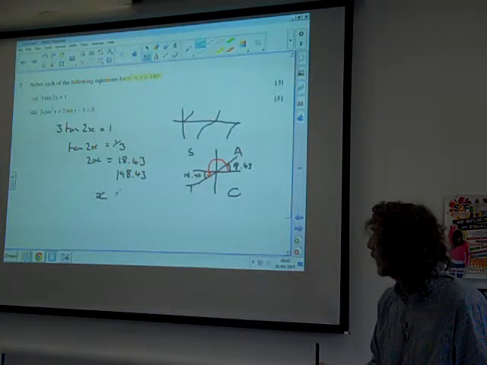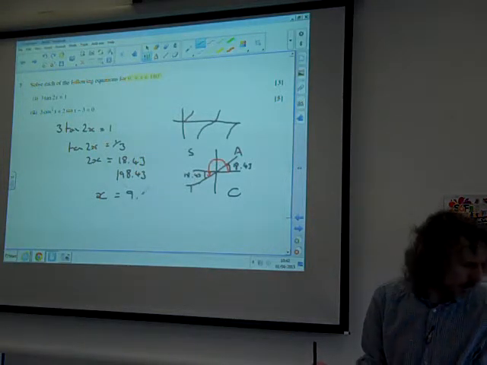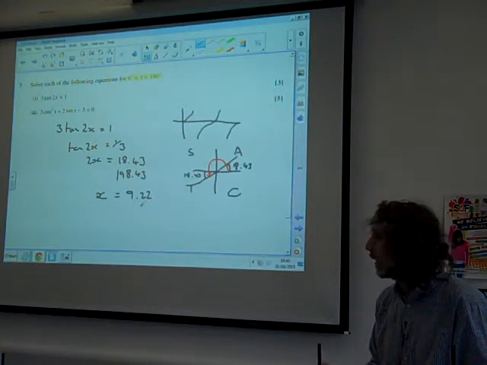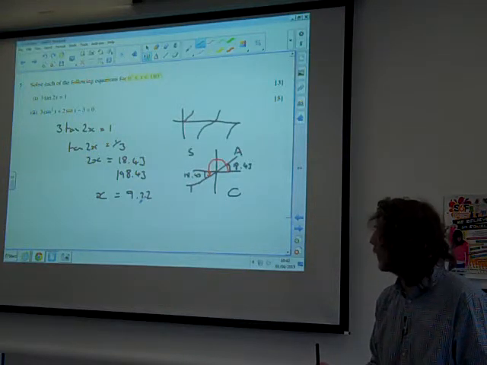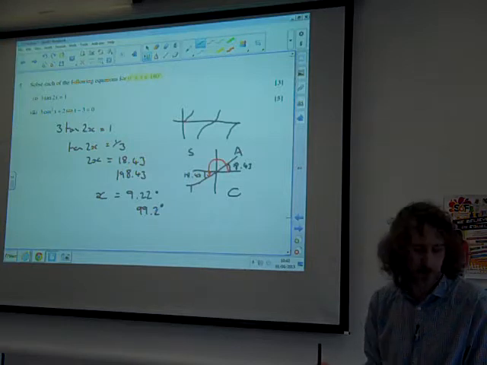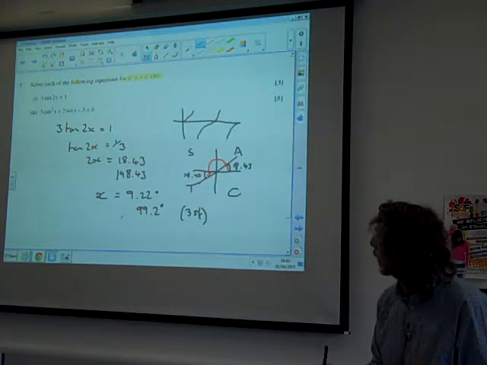So finally we're going to halve them. x is 9.22 degrees, and the other one is 99.2 degrees, and we've given both of our answers to 3 significant figures. Great, just 3 marks for that.